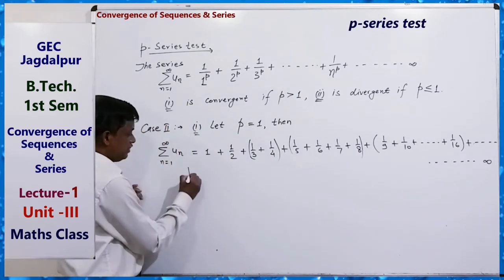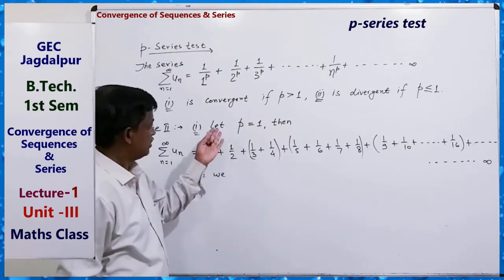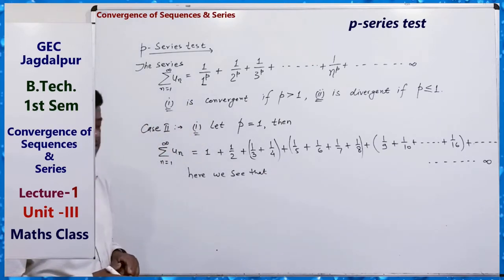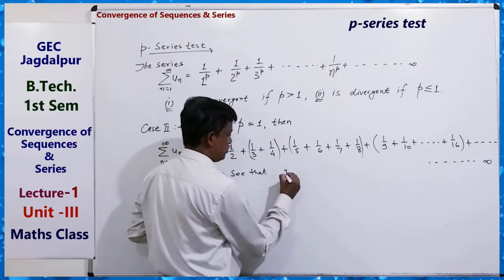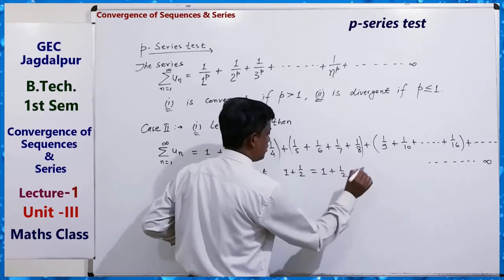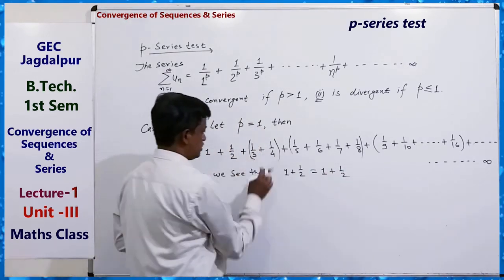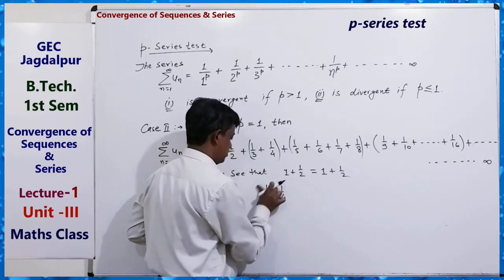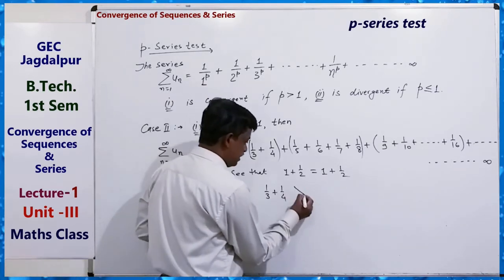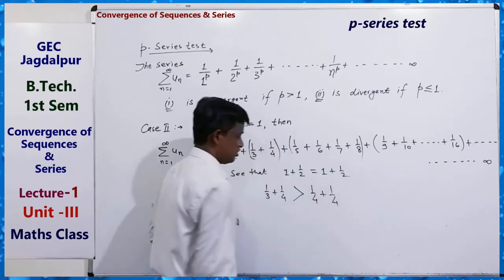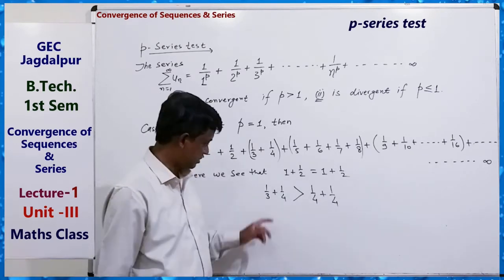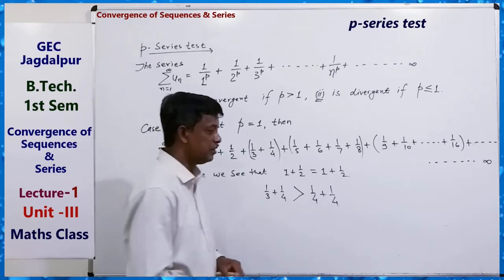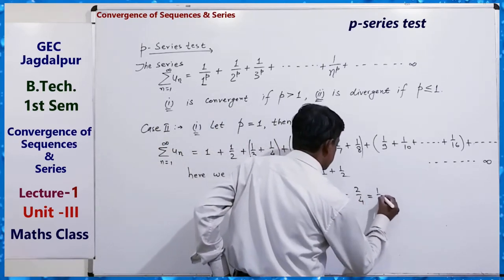Okay. Now we discuss p equal to 1. Here we see 1 plus half. First, this combination, 1 plus half, remains as it is. Now 1 by 3 plus 1 by 4, these two values, can be written as greater than 1 by 4 plus 1 by 4. Why? Because 1 by 4 and 1 by 4 are equal, but for 1 by 3, 3 is a smaller number, so this is a greater value than 1 by 4. So 1 by 3 plus 1 by 4 is greater than 2 by 4, which is 1 by 2.